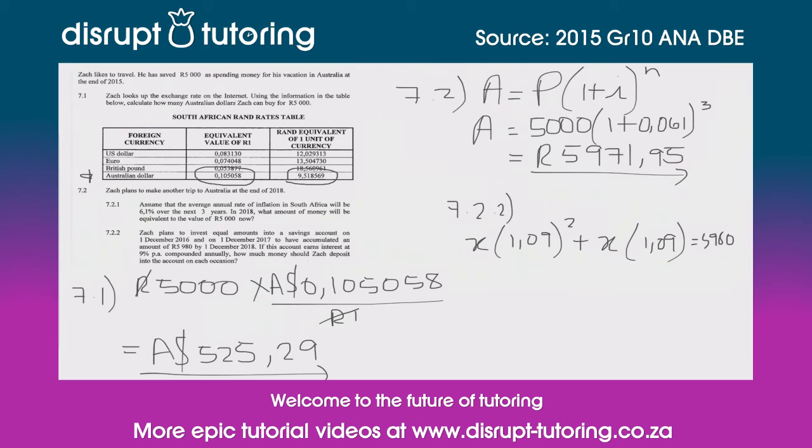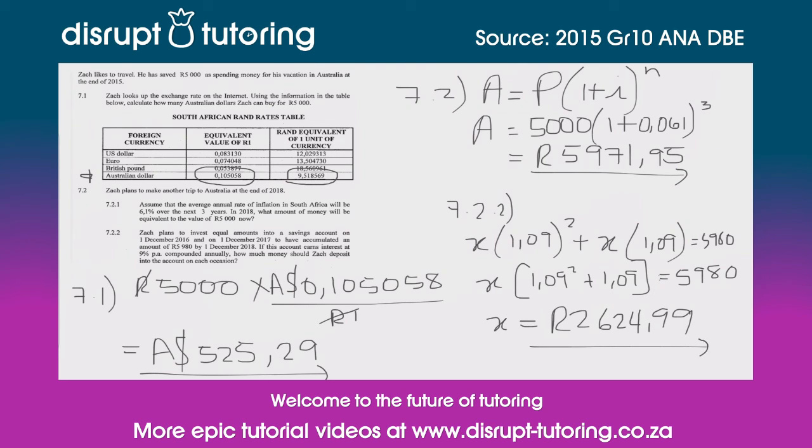So now what we're going to do is pull out our X, and we're going to be left with X times (1.09 squared plus 1.09), and that equals 5,980, an equal sign, not a colon. And now what we do is divide both sides by that full bracket, and what we should get is X should be equal to 2,624.99.